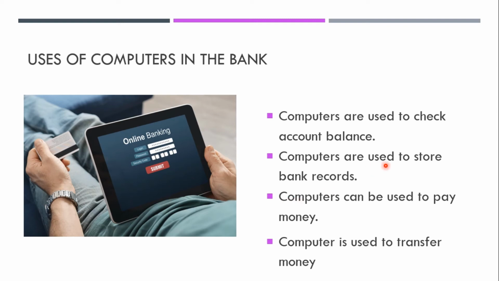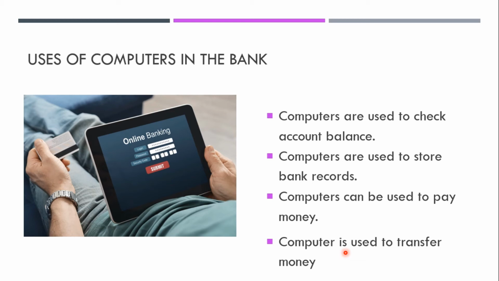Now, computers are used to store bank records, like your name, your account details, and all that are stored in the computers. Computers also can be used to pay in different forms of money and can also be used to transfer money from one person to another. An example, your daddy may want to transfer money to your brother, your sister that is not here. The computers allow that transfer to be done easily.